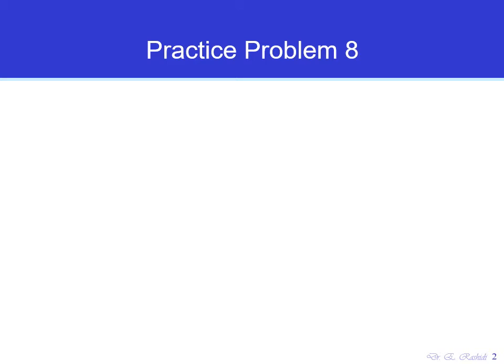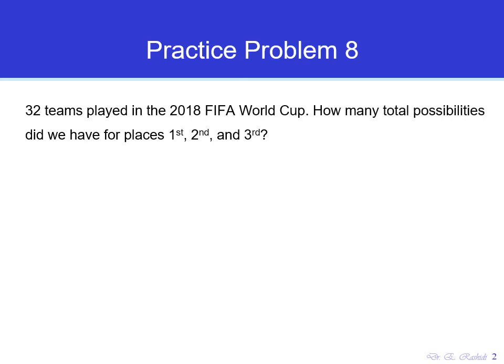Let's work on some practice problems now. If you followed the 2018 FIFA World Cup, you know that there were 32 teams competing in that World Cup. How many total possibilities do we have for the first place team, the second place team, and the third place team? Please pause, work on this problem, try to see which formula, which rule you should use and apply. After you tried your best and probably solved it, come back to see the solution and compare your solution.